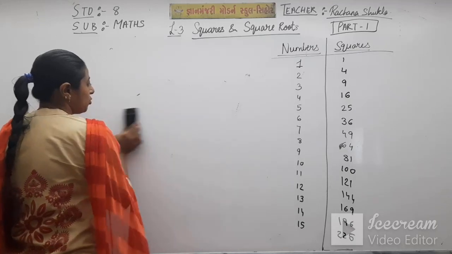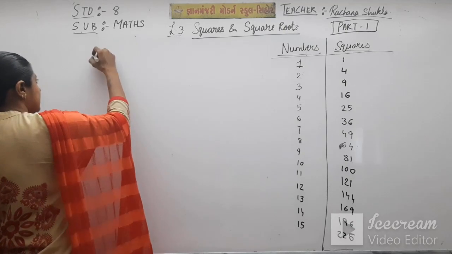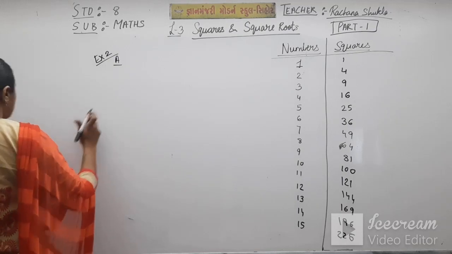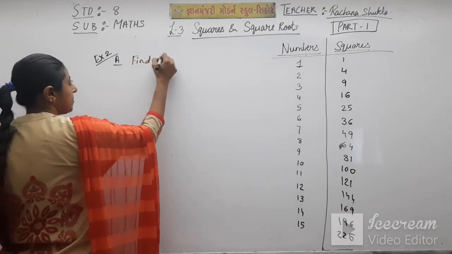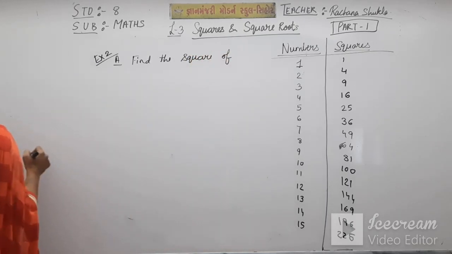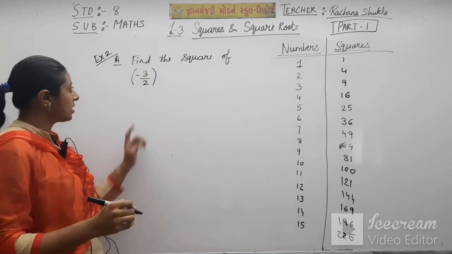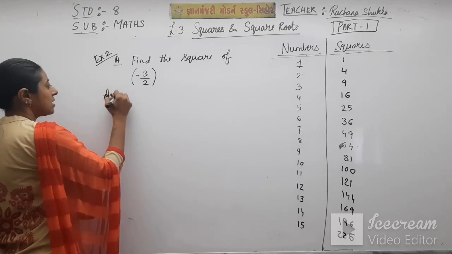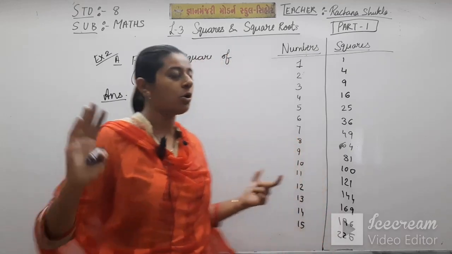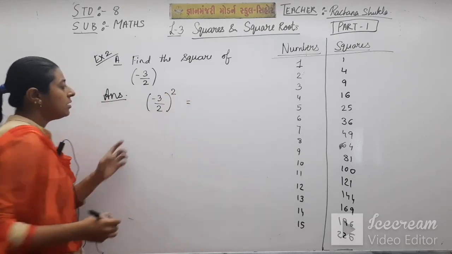Now example 2 of your textbook. Again example 2, example 2a, and the question is: find the square of minus 3 upon 2. This is a rational number and you have to find its square. So the first step, minus 3 upon 2 whole square.